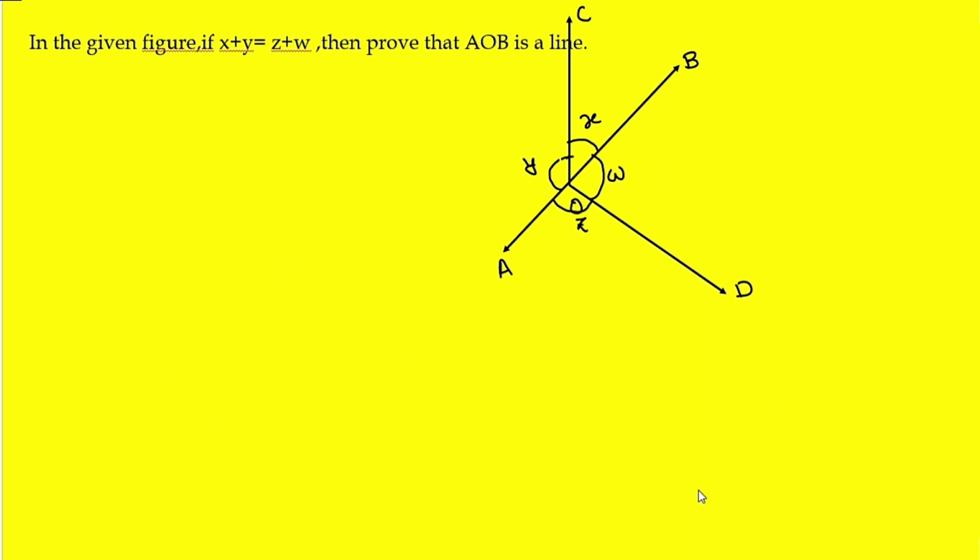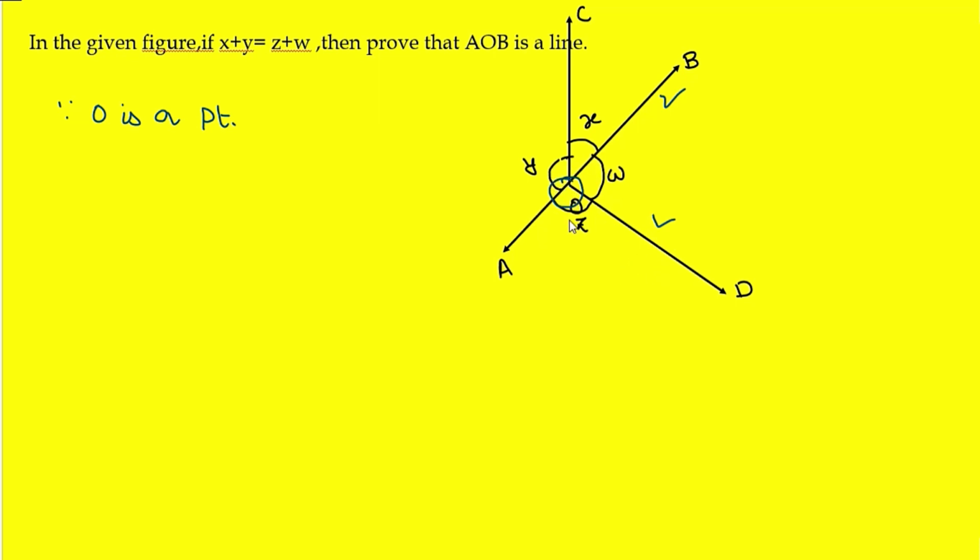The next sum is, in the given figure, if x plus y equals y plus z plus w, then prove that AOB is a straight line. If you consider O as a point, the rays coming out from O are OA, OC, OB, and OD.